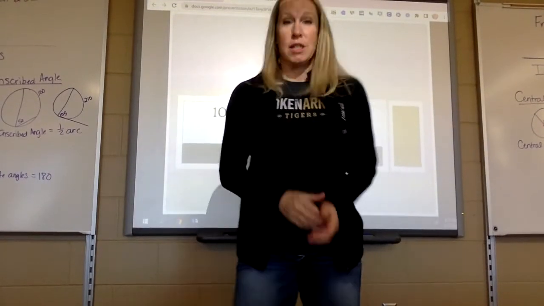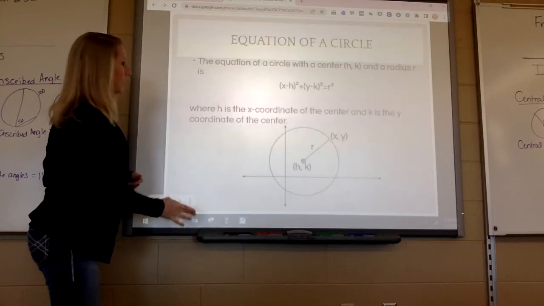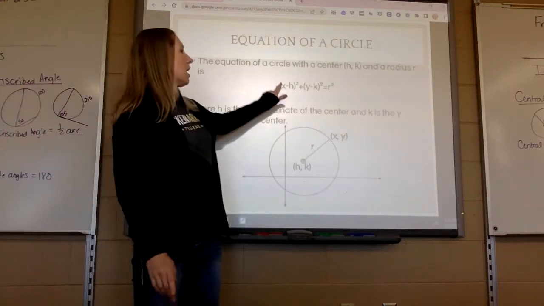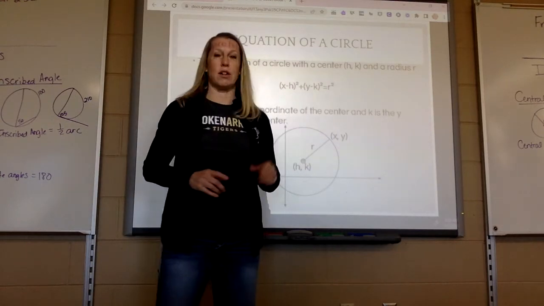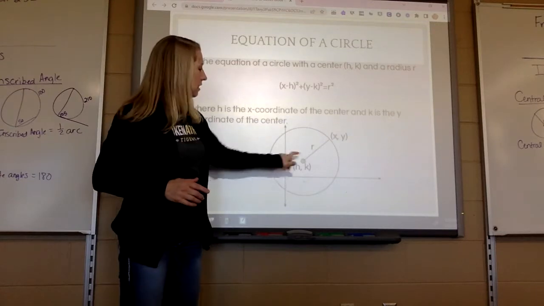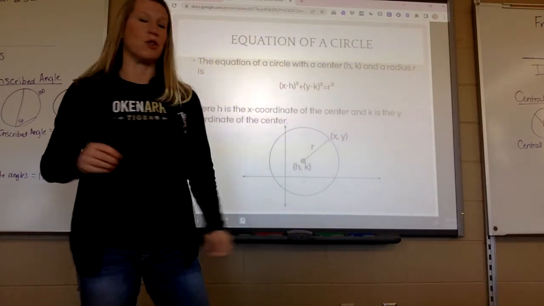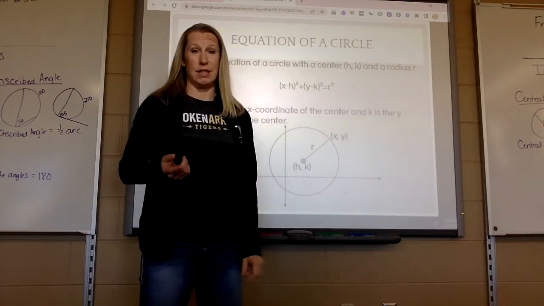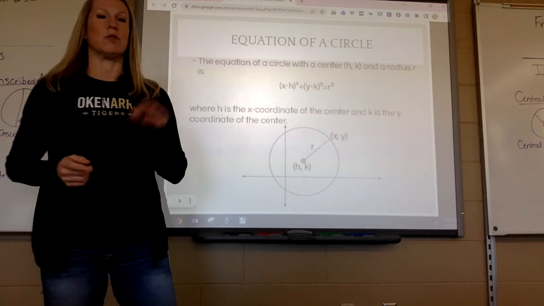Okay, so today we're going to talk about equations of circles. The equation of a circle is (x − h)² + (y − k)² = r², where h and k is the center of the circle, x and y is a point on the circle, and r is the radius. So it's (x − h)² + (y − k)² = r².